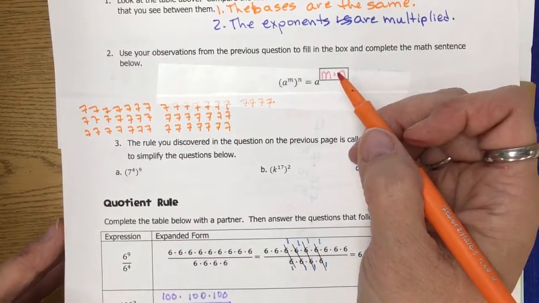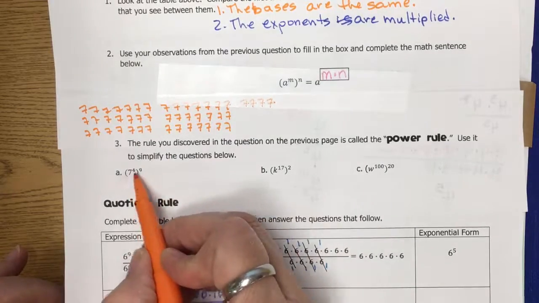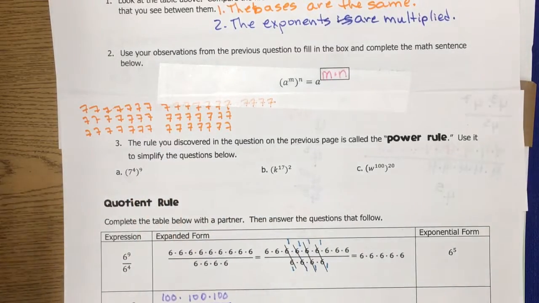I am not sure why I'm writing it like that. That doesn't say 7 to the 4th power. Oh my gosh, Kim.